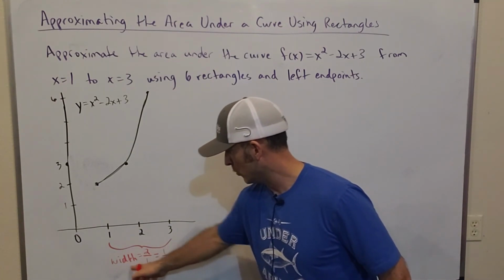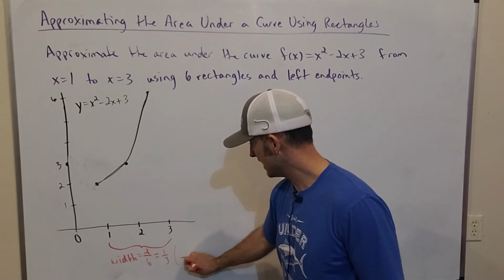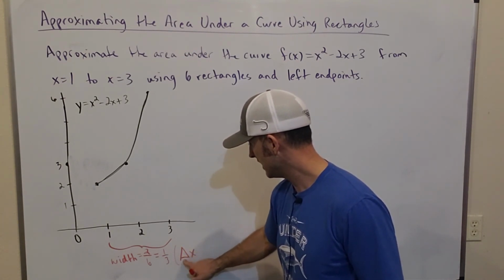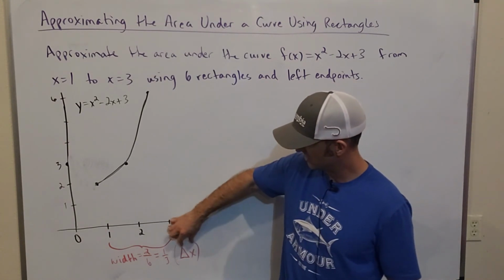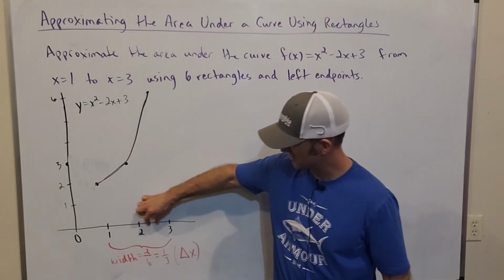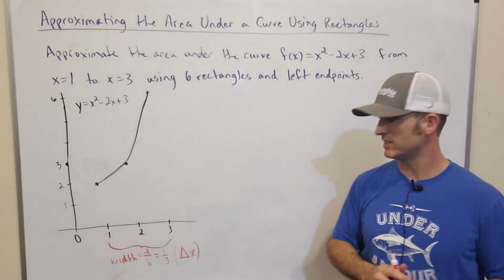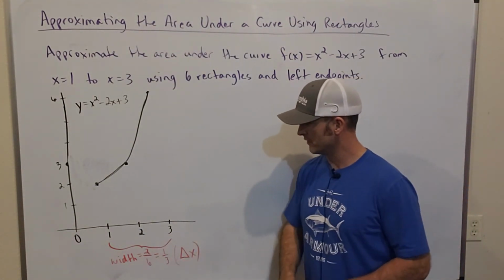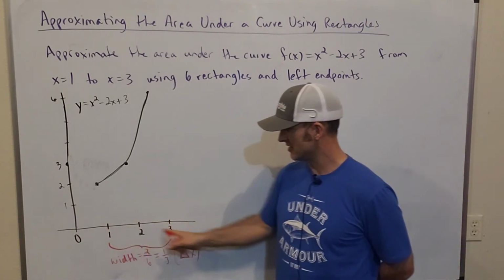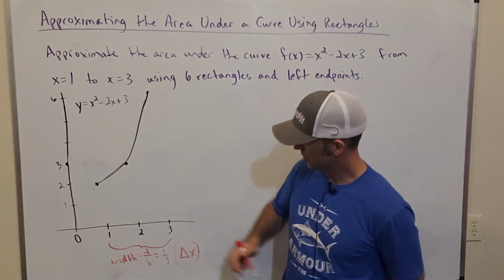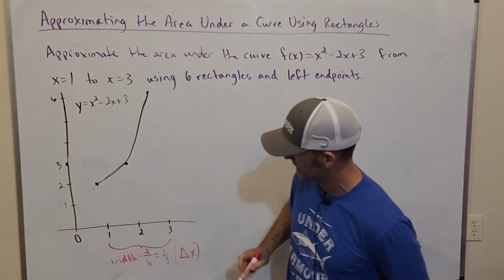This rectangle width is often called delta x, so capital delta x. And all that means is change in x, and it's consistently 1/3 all the way across. So we're using 6 equally wide rectangles, all 1/3 of a unit wide. So the next thing I'm going to do is set up the bases of my 6 rectangles. And so I need to measure in thirds from 1 to 3.